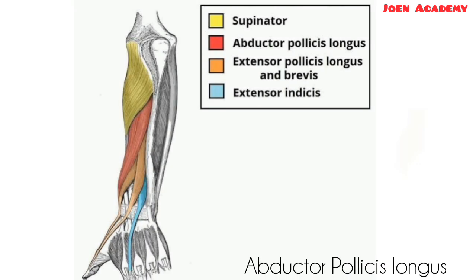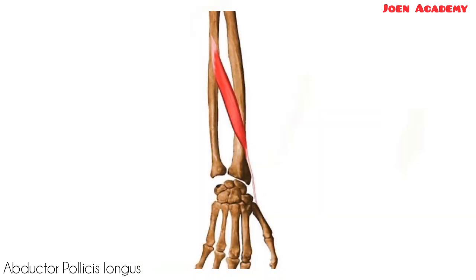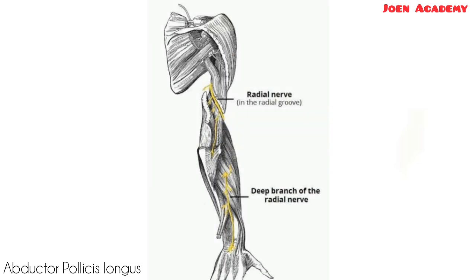The abductor pollicis longus is situated immediately distal to the supinator muscle. In the hand, its tendon contributes to the lateral border of the anatomical snuff box. It originates from the interosseous membrane and the adjacent posterior surfaces of the radius and ulna. It then attaches to the lateral side of the base of the metacarpal one. It abducts the thumb. The posterior interosseous branch of the radial nerve innervates this muscle.